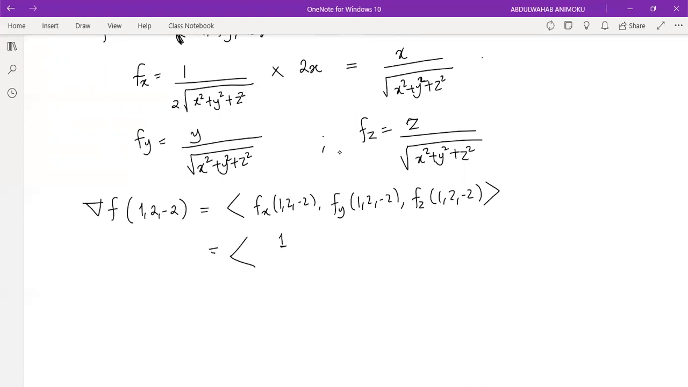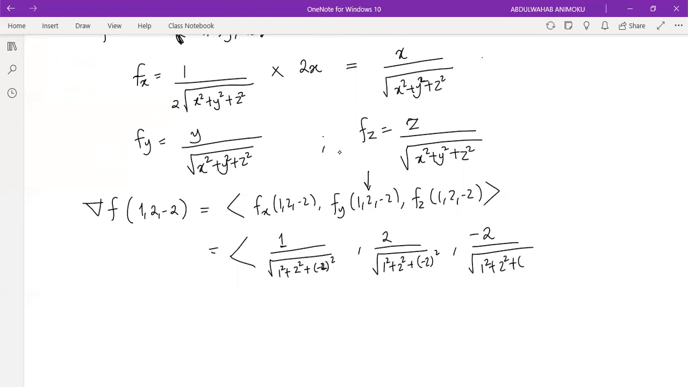We have x over the square root of 1 squared plus 2 squared plus minus 2 squared. Okay, and we have the same thing for y. Remember, y is 2 here, so it's going to be 2 over the same thing, square root of 1 squared plus 2 squared plus minus 2 squared. And finally, we have z, which is minus 2 over the square root of 1 squared plus 2 squared plus minus 2 squared.